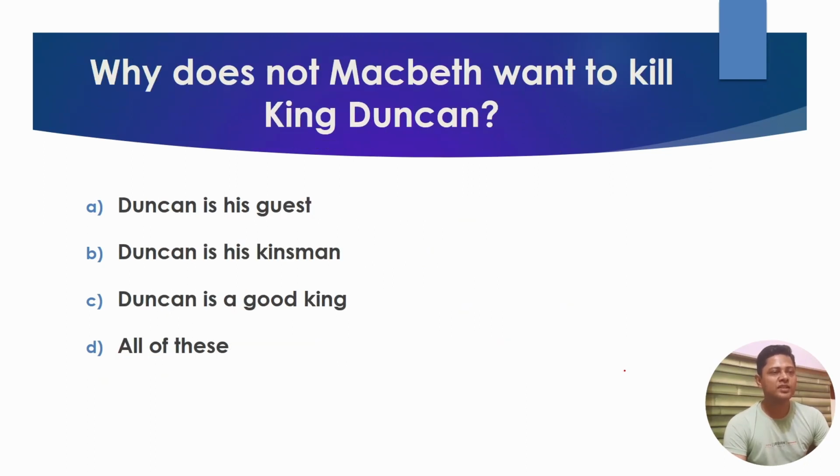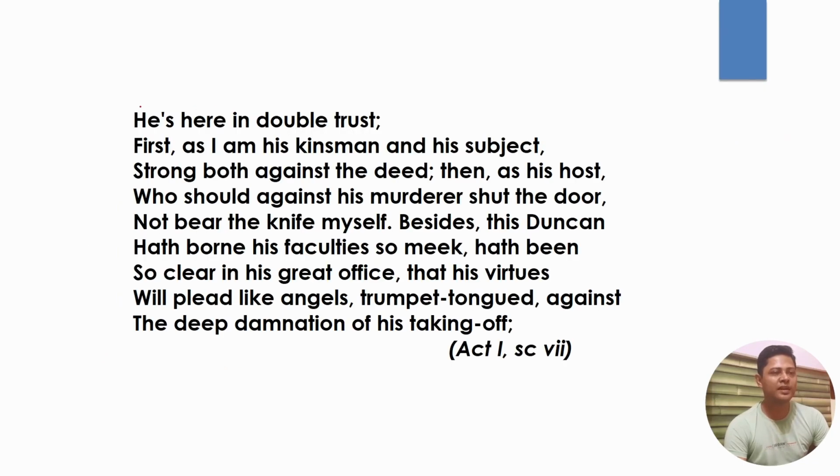The next question is, why does not Macbeth want to kill King Duncan? Duncan is his guest, this is correct. Duncan is his kinsman, this is also correct. Duncan is a good king, this is also correct. So the correct answer is option D, all of these. This is very clear from Macbeth's speech. So here is the speech from Act 1, Scene 7.